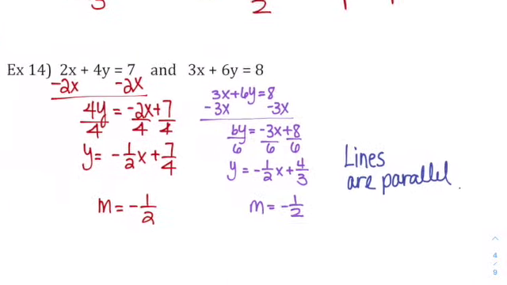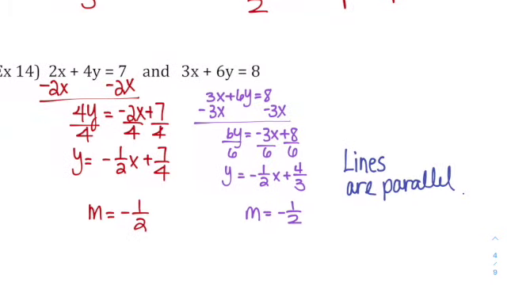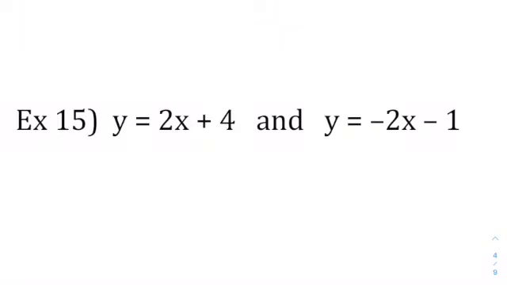Okay, here are the answers for number 14. The slope of the first equation is negative 1 over 2. The slope of the second equation is negative 1 over 2. Because the slopes are the same, the lines are parallel. Try example 15 and see if you can come up with the answer.